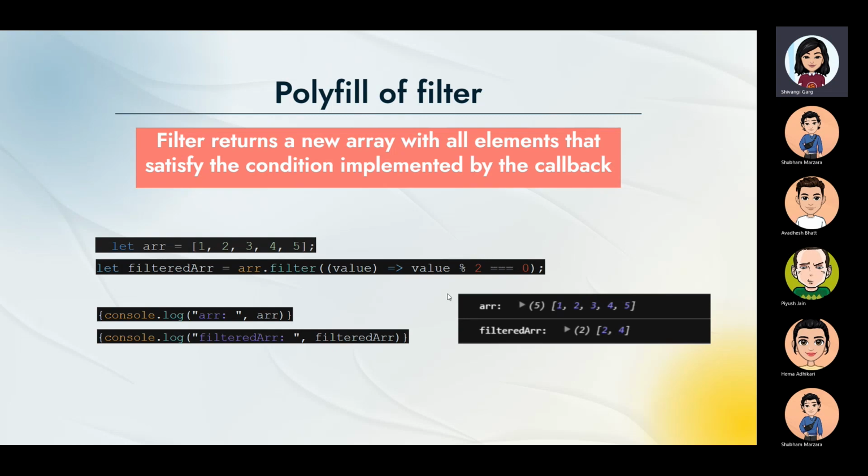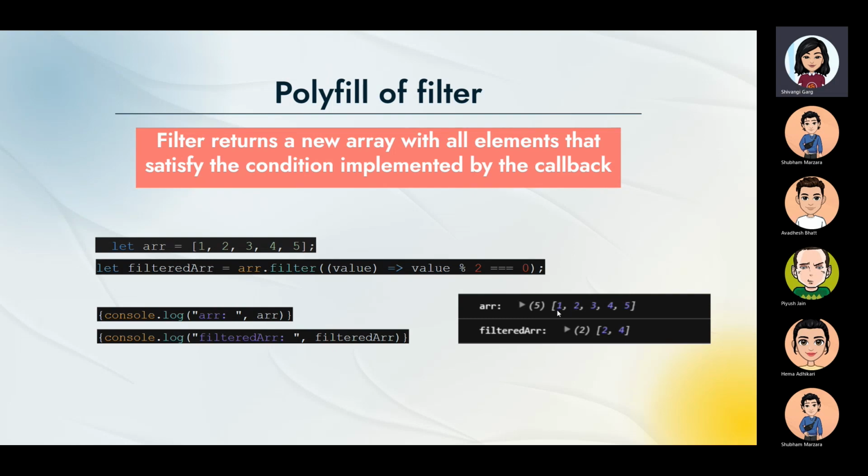Double equals will just check the numeric value, the numeric result of the left hand side and right hand side, and triple equals checks the numeric result as well as the type of left hand side and right hand side. So in case I write 0.0 here and use double equals, then in that case if my value is 0, the condition would be false. Okay, fine.